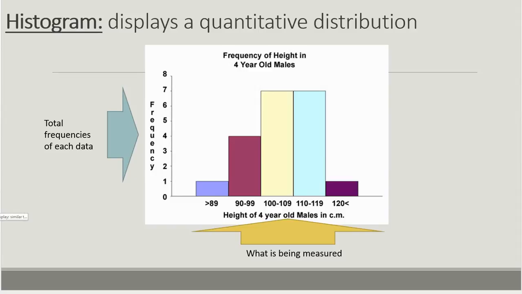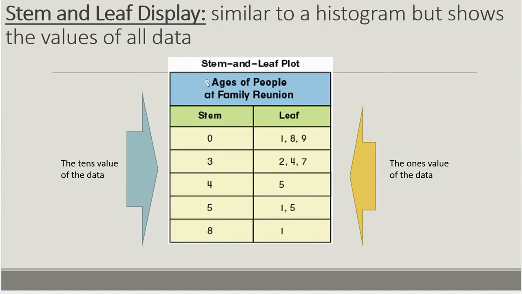That is fine. Stem and leaf display is similar to a histogram, but shows the values of all the data. Your histogram only showed you how many at each. This one shows exactly all of your data information.